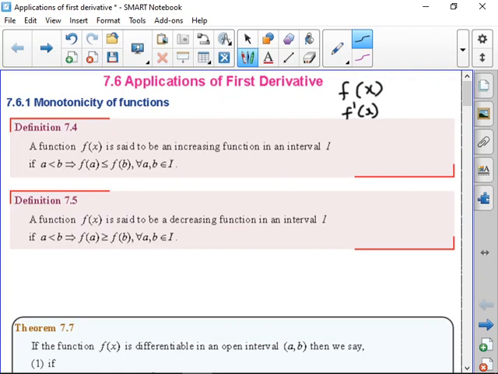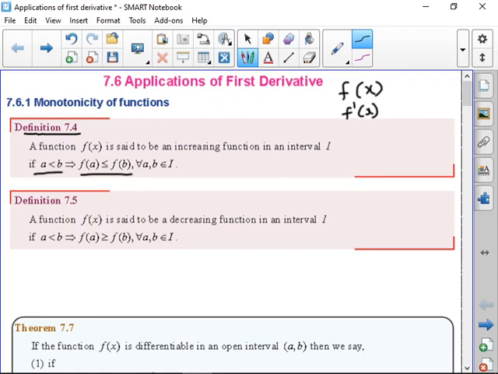What is meant by monotonicity? Monotonicity shows the behavior of a function, whether it is increasing or decreasing. See definition 7.4. A function f of x is said to be an increasing function in an interval I if a is less than b implies f of a is less than or equal to f of b.